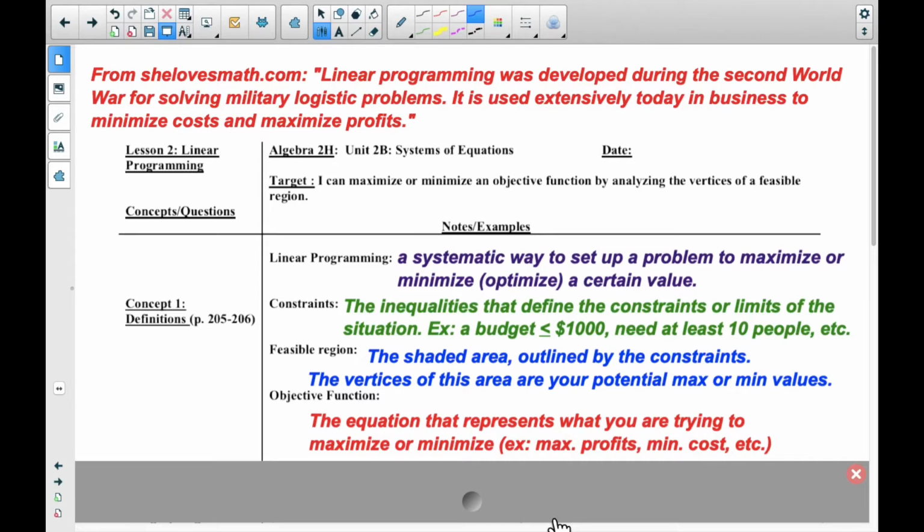The objective function is the equation that represents what you are trying to maximize or minimize. So are you trying to maximize profits? Are you trying to minimize cost? What are you trying to get at? What is your objective here? That is the objective function.